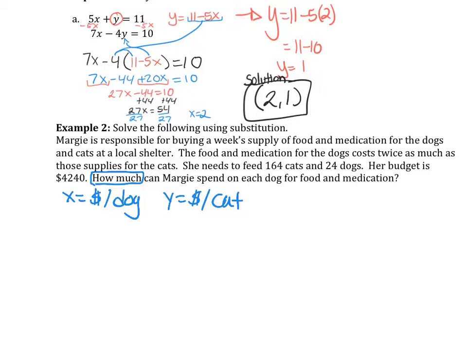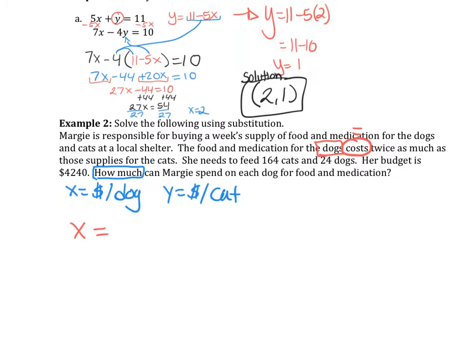Okay, so then we need to write our equation. So our first one, we have the food and medication for the dogs, which is x, costs, which means equals, cost twice as much as those supplies for the cats. What would twice as much look like? 2y, yes.